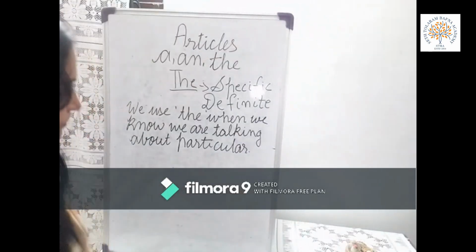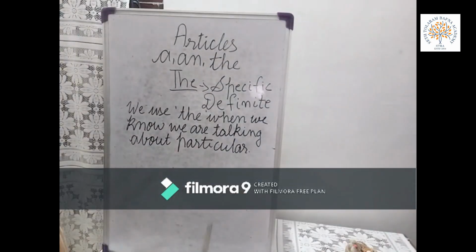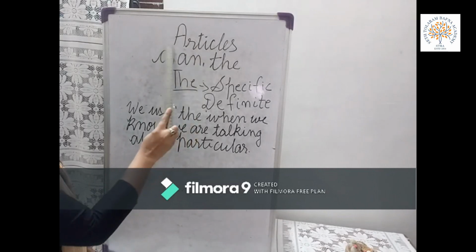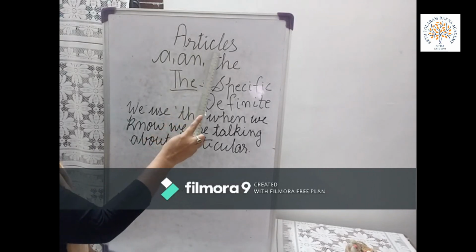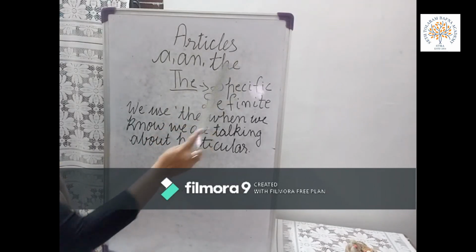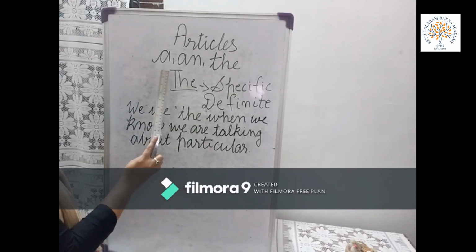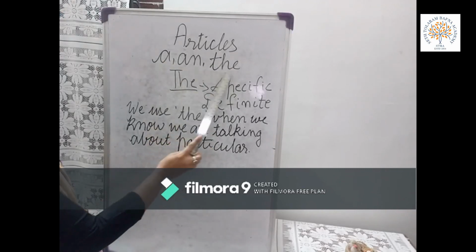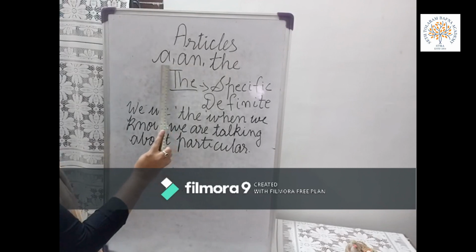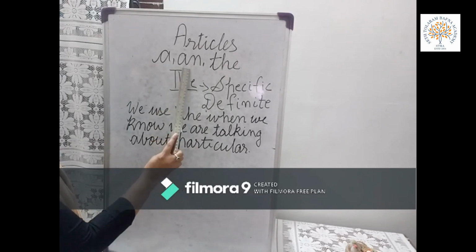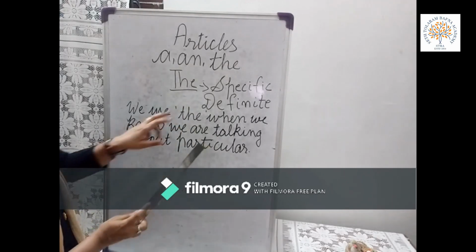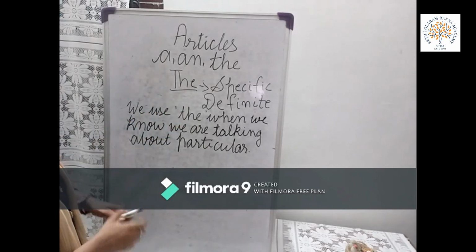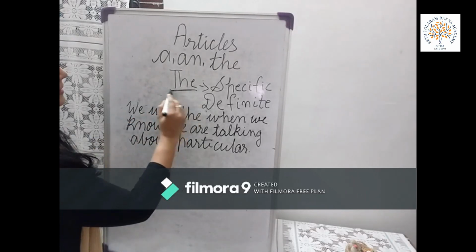Okay. Now we will come to our today's topic, article. Now see, I have written articles on the whiteboard. A-R-T-I-C-L-E-S, articles. There are 3 articles in our English language: a, an and the. I am repeating, there are 3 articles in our English language. Okay, now today we will go through the article the.